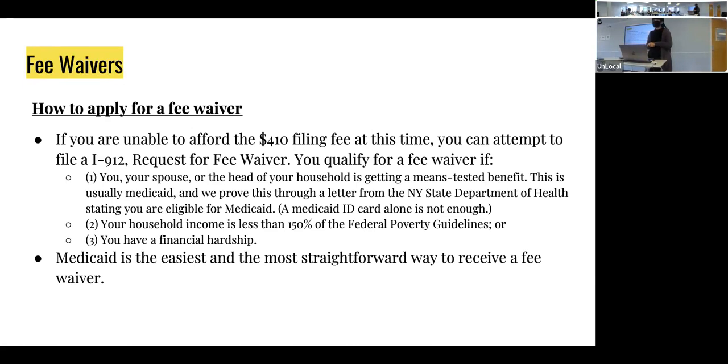There are generally 3 ways to qualify for a fee waiver. One is if you, your spouse, or the head of your household is getting what's called a means tested benefit. And usually this is going to be Medicaid, and we prove this through a letter from the New York State Department of Health. The second method that you can apply for a fee waiver is if you can prove that your household income is less than 150% of the federal poverty guidelines. And the third way is just simply explaining that you have a financial hardship. The first method, the Medicaid, is the easiest and the most straightforward way to receive this fee waiver.